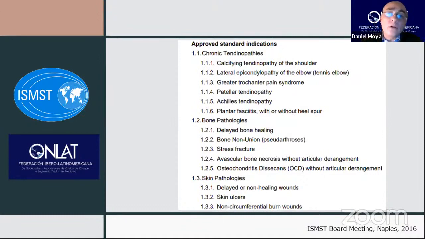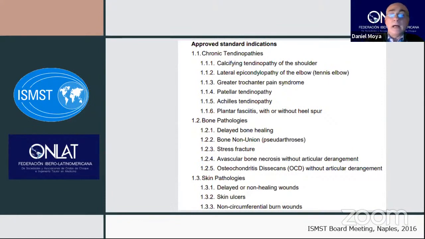And we include chronic tendinopathies like calcifying tendinopathies of the shoulder, lateral epicondylopathy of the elbow, greater trochanter pain syndrome, patellar and Achilles tendinopathy, and plantar fasciitis. And then we have bone pathologies: delayed bone union, non-unions, stress fractures, avascular bone necrosis, osteochondritis dissecans, and finally skin pathologies like delayed or non-healing wounds, skin ulcers, and non-circumferential burn wounds.